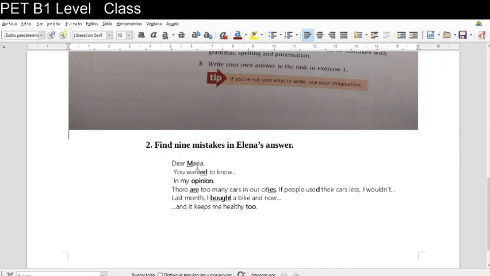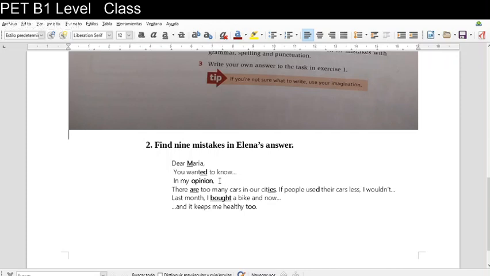"Dear Maria," capital letters always with a name. "You wanted to know," this is the past, simple past, regular verbs. Then it was a spelling mistake. "In my opinion," and if they ask you to give your opinion, you could start by saying "in my opinion," "as far as I'm concerned," "I think," a lot of different ways of expressing your opinion.